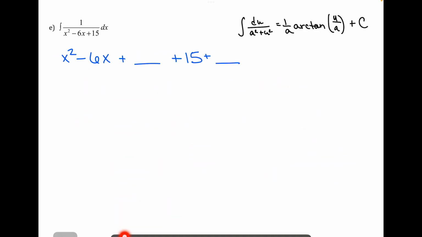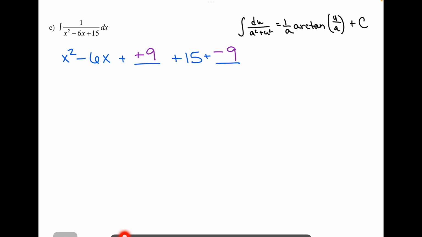All right, so back to our problem. We're going to focus on the denominator. In the denominator, I have x squared minus 6x plus 15. I'm going to focus just on those first two terms only and complete the square. To do that, I look at the number in front of the x, so I look at the 6. 6 divided by 2 is 3. 3 squared is 9.